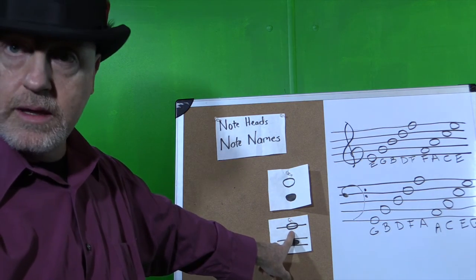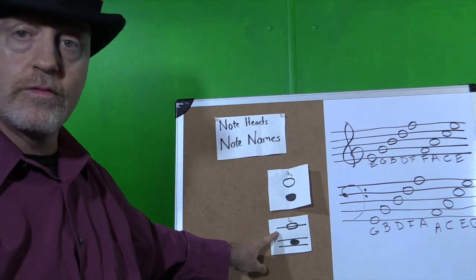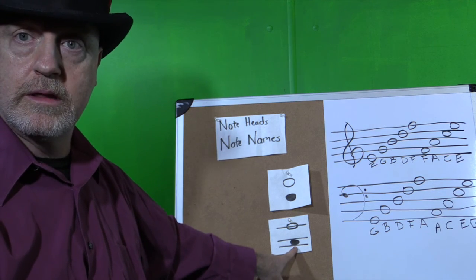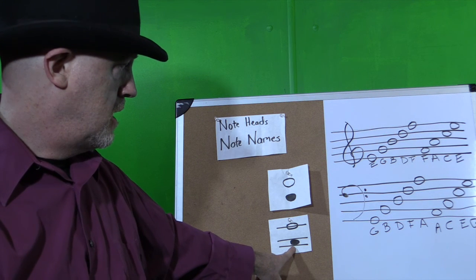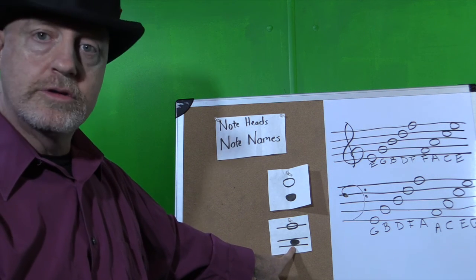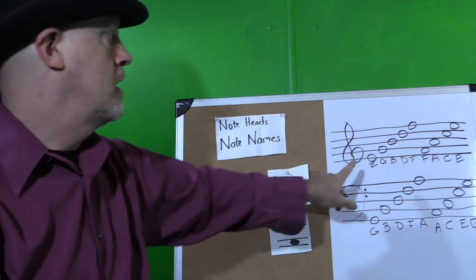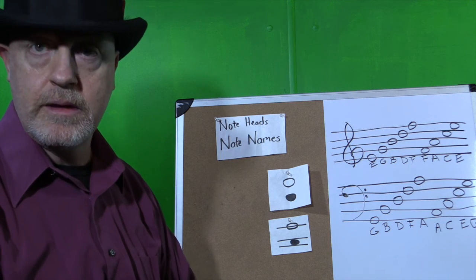It can also be on the line, where the line of the staff goes through the oval, or it can be between the lines on the staff, like this one. Alright? So when you put those note heads on the staff, that'll tell you the name of the note.